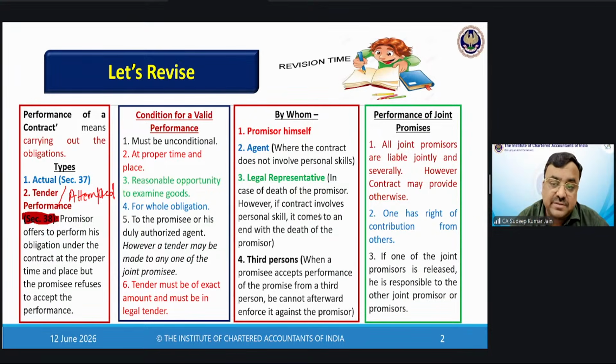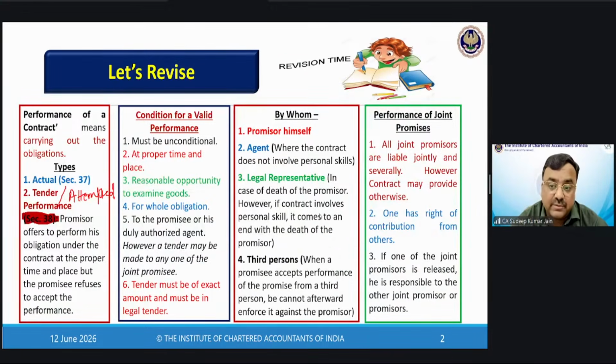Performance of joint promises: I told you in the previous class that in case of joint promises, rights are always joint, but liabilities may be joint and several. All the joint promisers are liable jointly and severally, however, the contract may provide otherwise. One has the right of contribution from others. If one of the joint promisers is released, he is responsible to the other joint promiser or promisers.